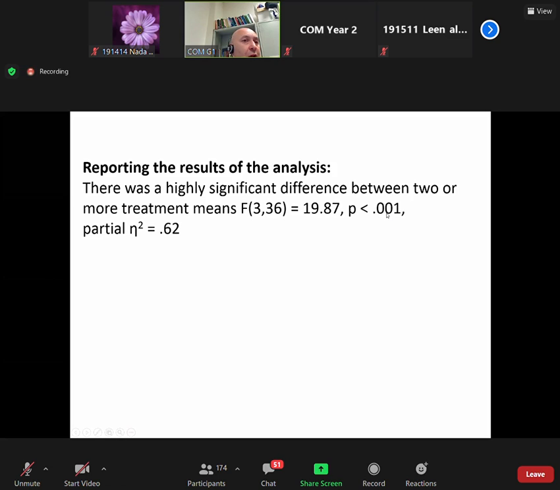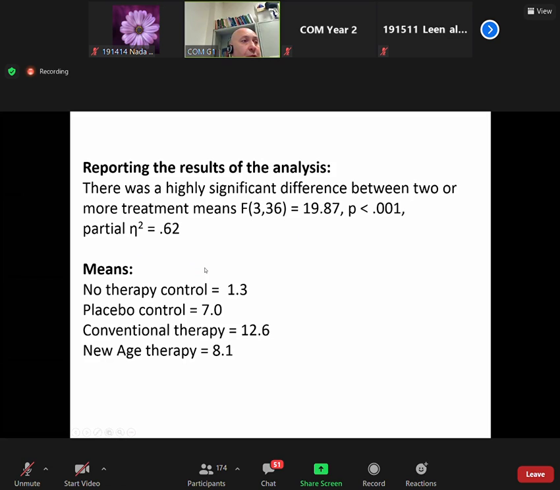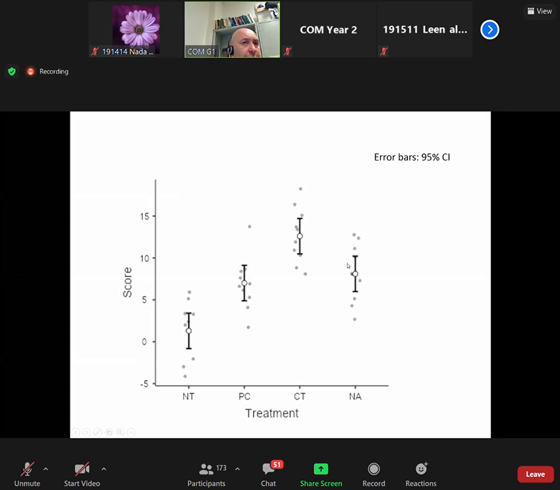P-value a lot less than 0.01. Our partial eta squared is 0.62, which is our effect size. So we give the means here. You can see no therapy control is low, placebo is reasonable, conventional is the highest, and new age therapy is a bit higher than placebo, but less than conventional. We can then include this plot, this or another plot, maybe a bar graph, or whatever you want to use. This is what we had before.